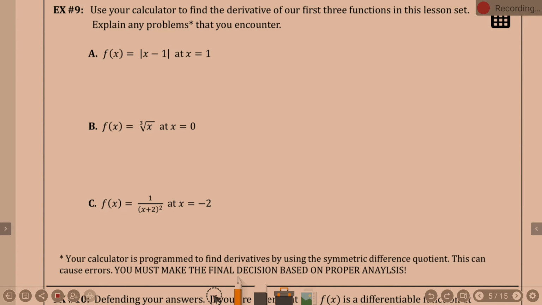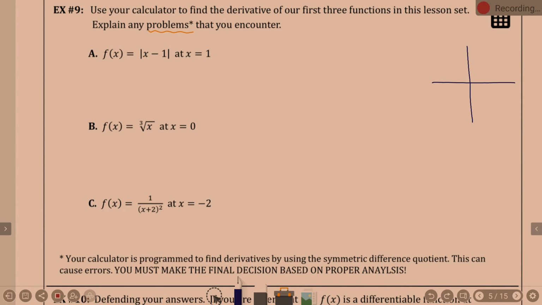I'm trying to remember how this all works on our calculators versus the Inspire. Notice what it said here: explain any problems that you encounter. Is 0 a problem? Well, it depends on if it's the right answer or not. So here's what I'm going to suggest: visualize with me. What do you know about this graph?